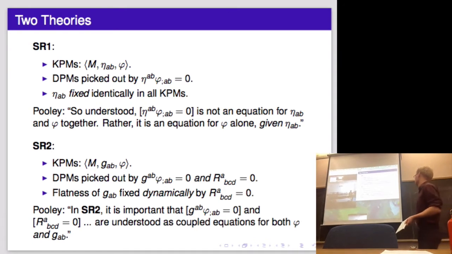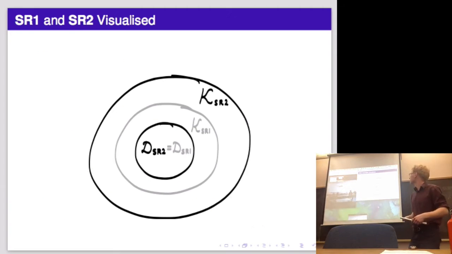Pooley says of SR2, it's important that these two equations are understood as coupled equations for phi and g together. For these theories, the dynamically possible models coincide because in both cases we have a flat metric and a scalar field which obeys the Klein-Gordon equation. But the class of kinematically possible models of SR2 is much bigger than that of SR1, because in SR2 we're allowed any old Lorentzian metric, whereas in SR1 we're only allowed Minkowski metrics. So we kind of have a picture which looks like this.